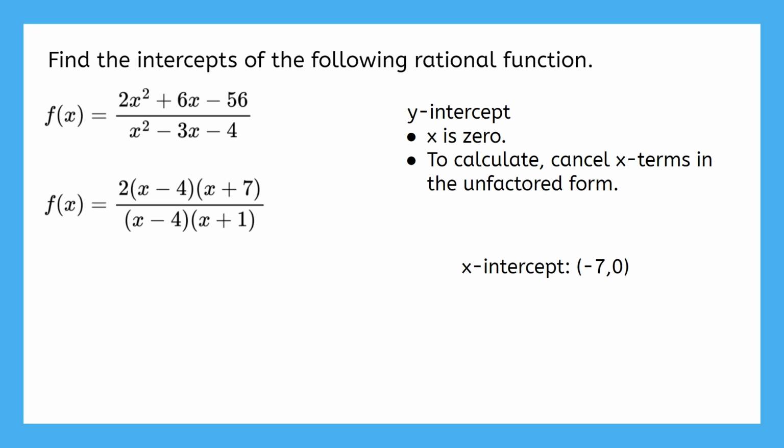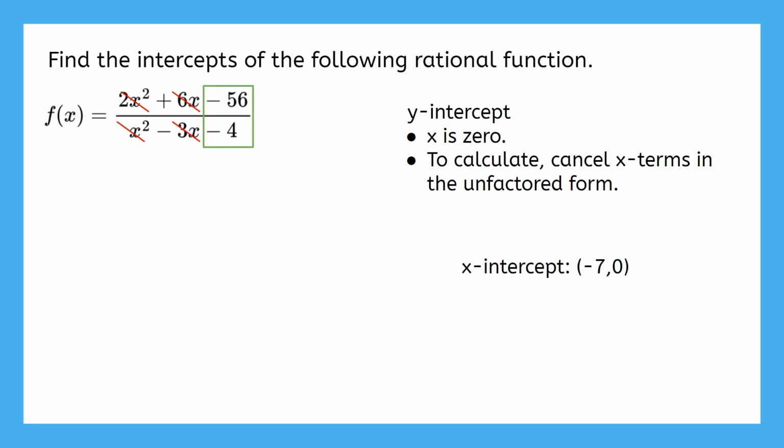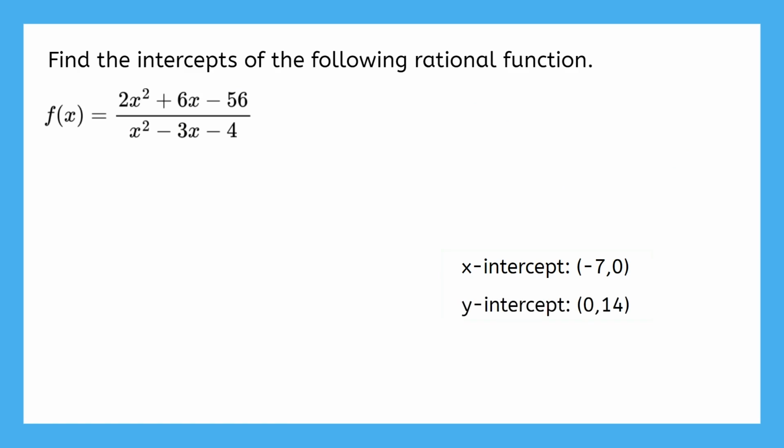For the y-intercept, we want x to be 0. Remember that the unfactored form will be the most useful here because this helps us see what's left over when x is set to 0. All of these terms would become 0, and we would be left with negative 56 divided by negative 4, which is 14. So (0, 14) is our y-intercept. And now we have both parts of our answer.